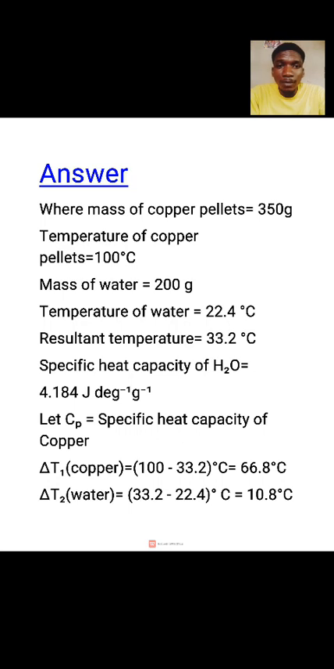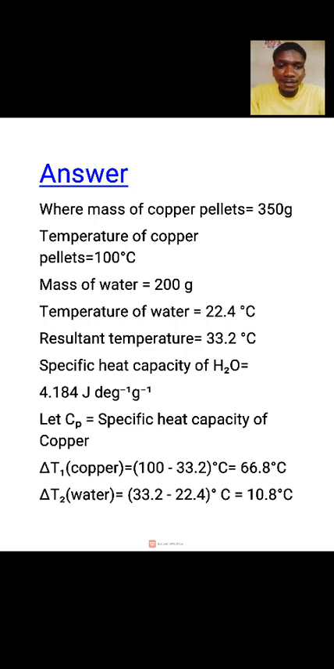The mass of copper pellets is equal to 350 grams, and the temperature of the copper pellets is equal to 100 degrees Celsius. The mass of water is equal to 200 grams. The temperature of water is equal to 22.4 degrees Celsius. The resultant temperature is equal to 33.2 degrees Celsius. The specific heat capacity of H2O, which is water, is equal to 4.184 joule per degree per gram. These are the data given in the question.